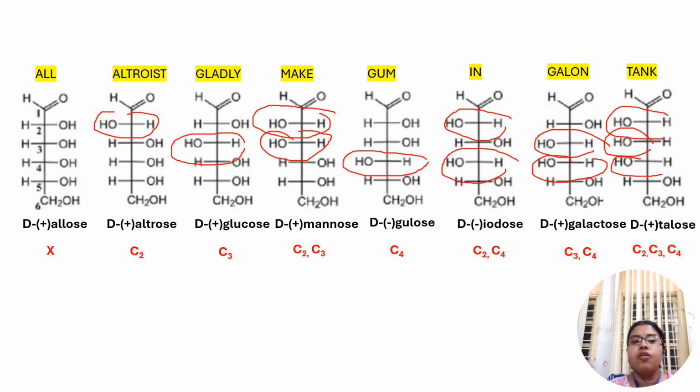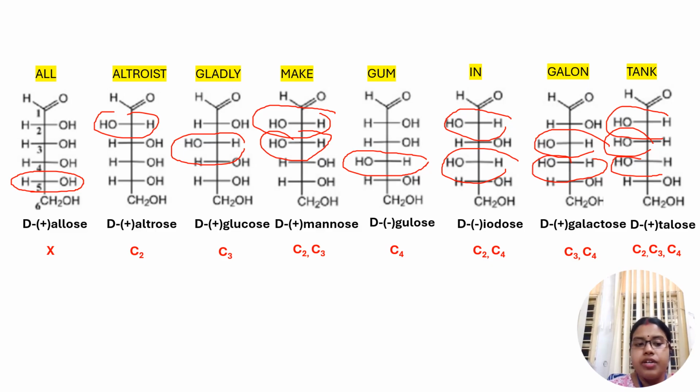So the overview is that if we remember the line, "all altruists gladly make gum in gallon tank," we can understand the total 8 structures of the aldohexose family. All these 8 structures have the D configuration. If we change the position of the C5 configuration, that means for C5 the HO and H are reversed, then we will get the L configuration.